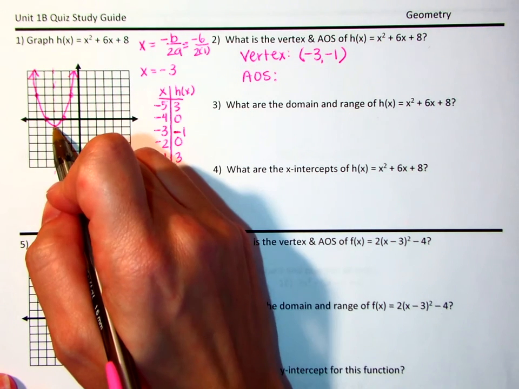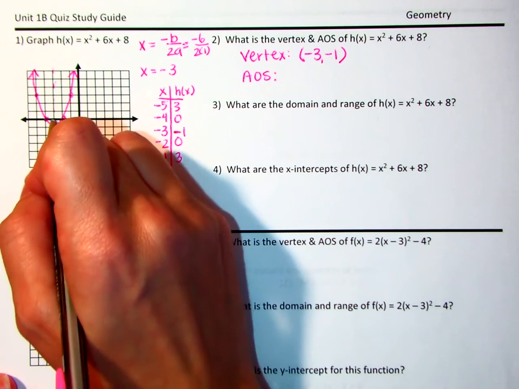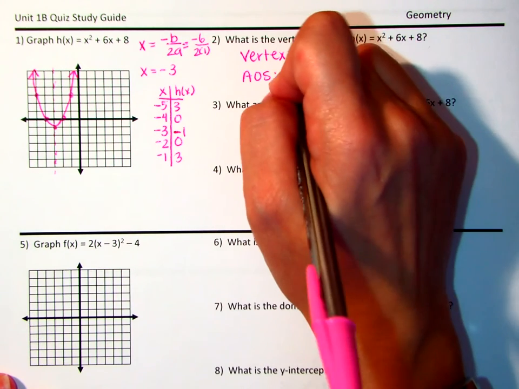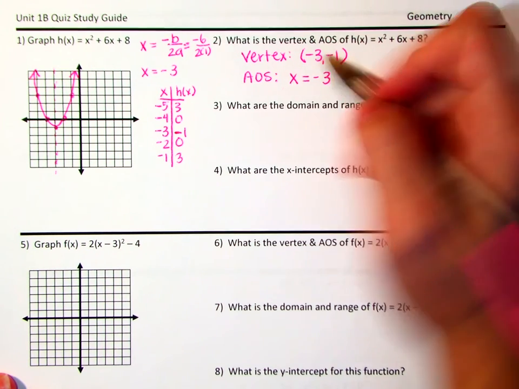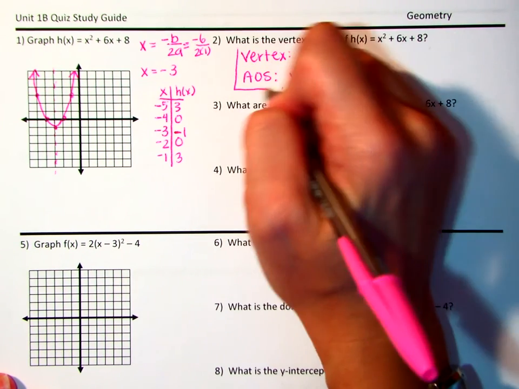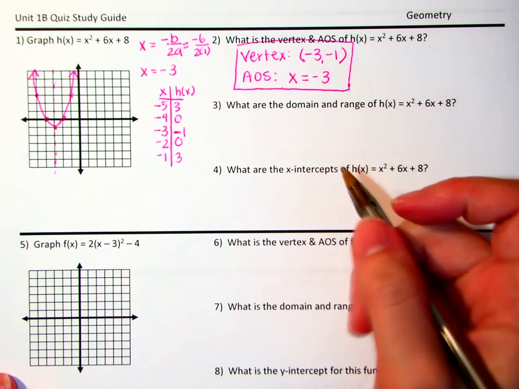The equation for that line is an x equals, and what's x equal to? X is equal to this negative 3. You see it in the vertex. X equals negative 3. The value of x is negative 3. Make sure you write the axis of symmetry as an equation. It must include x equals.